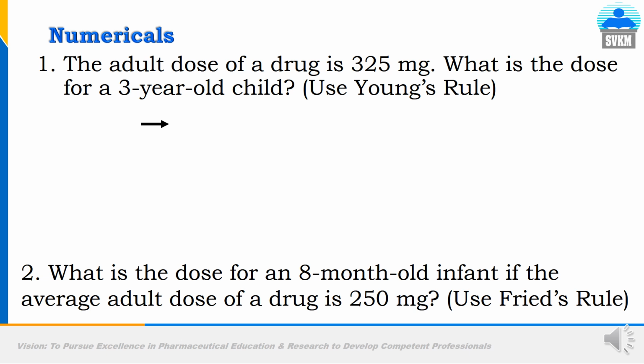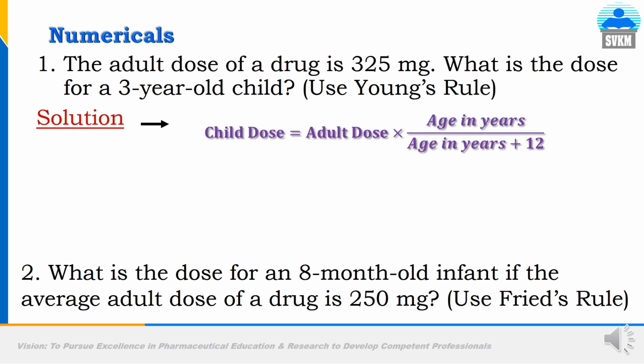Based on these formulae, we can calculate some numericals for better understanding. The first numerical is in front of you. Here we are going to calculate the pediatric dose. The sum is: the adult dose of a drug is 325 milligrams. What is the dose for a 3 year old child? By using Young's rule, we can calculate the dose for the 3 year old child. The solution is given here.